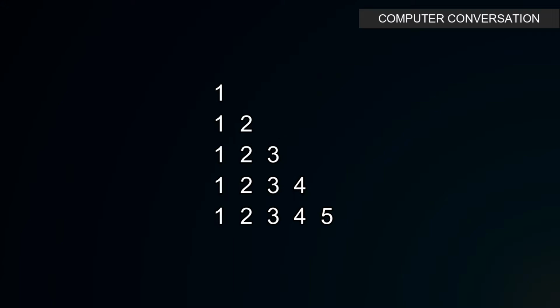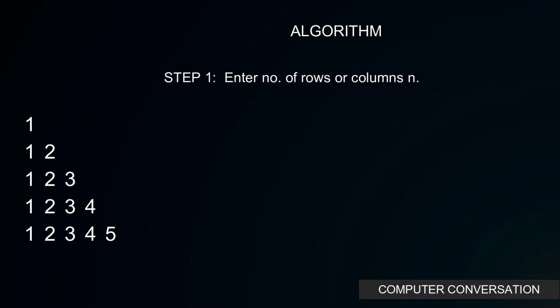But first we see the algorithm. In step 1, take input as the number of rows or columns n. Since the number of rows and columns are the same, we take a single value n as input. Now you must also remember that for printing patterns, we use nested for loops. The outer loop is used for changing the row number and the inner loop prints the current row.